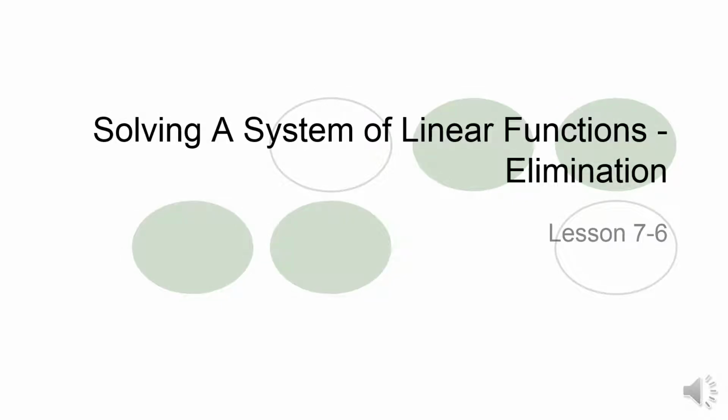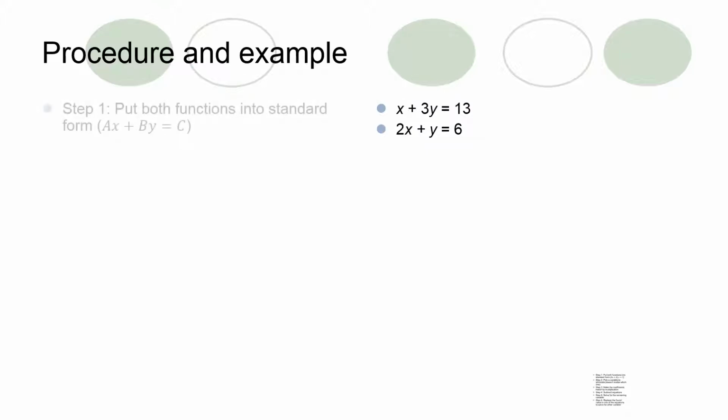This is lesson 7-6, solving a system of linear functions using the elimination method. So here's the procedure of what to do in an example at the same time. The example will be to the right and the procedure will be on the left. The first thing you want to do is put both functions into standard form if they're not already done for you. As you can see at the right, both functions are already in standard form.